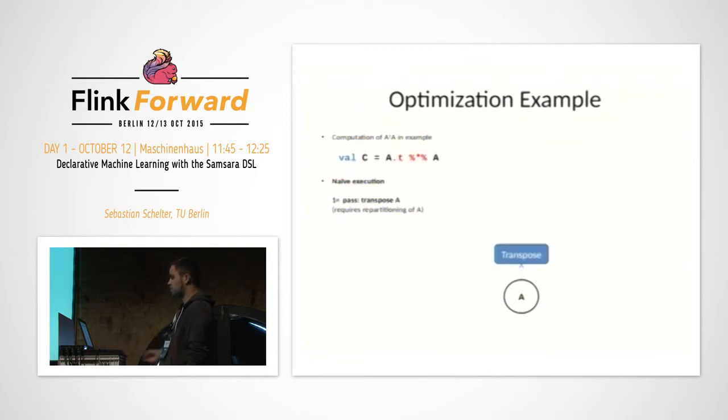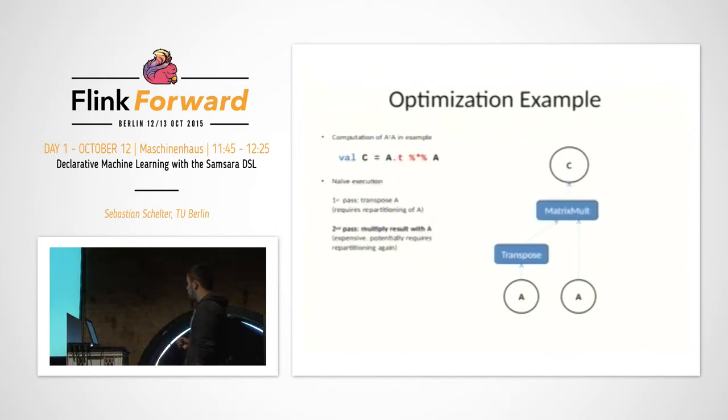Now, the naive way would be to simply execute it as you see it. So you would do two passes over the data. In the first pass, you would transpose this matrix A. Depending on the representation, that probably requires you to repartition A. So if A lives in a matrix and you transpose it, so you change rows and columns, then in many cases the machines need to send data over the network, you need to reshuffle the data set. So in that case, that already costs us one complete transfer of the data set. And then in a second step, we would need to multiply the result of the transposition of A with the original A.